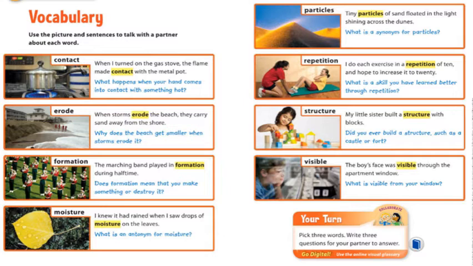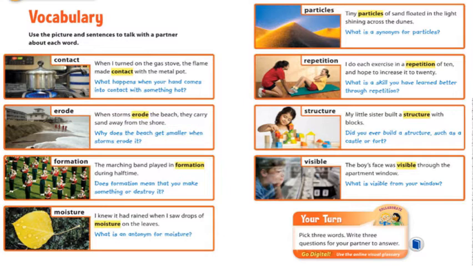The fourth word is moisture. Don't you notice sometimes when it rains, you find small drops of water after it stops raining? There's still drops of water on the window. If you see here, there are certain drops of water on the leaf. This is moisture. I knew it had rained when I saw drops of moisture on the leaves. So when I find drops of water on the leaves in winter, which is moisture, I figure out that it was raining.